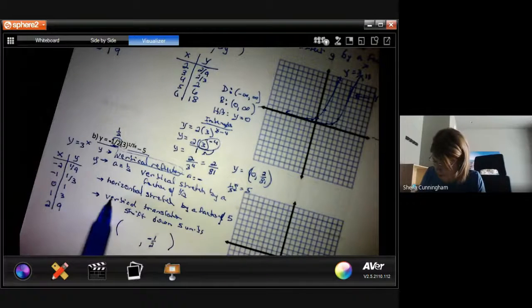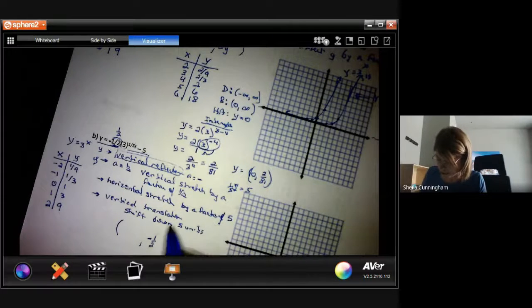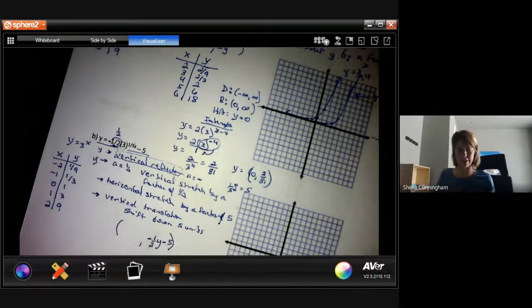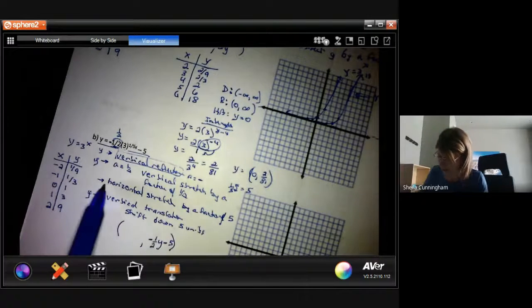And then the other vertical piece that I've got going on here is that I'm going to shift it down. So I'm moving it down 5 units. So that means every single Y, I'm timesing it by a negative 1/2, and then after that, I'm subtracting 5 off of it. This is a lot happening to your Y value here.